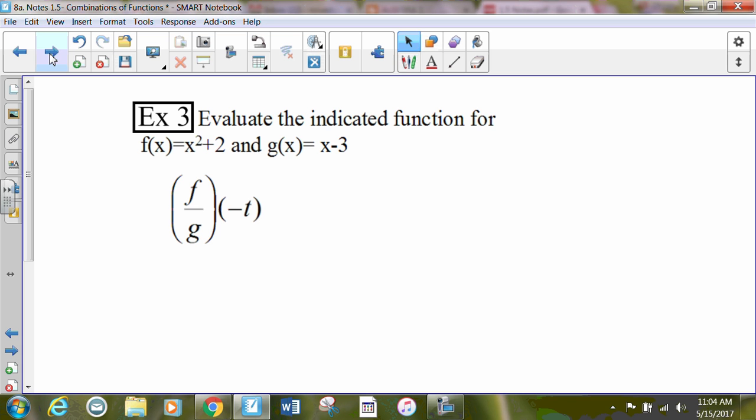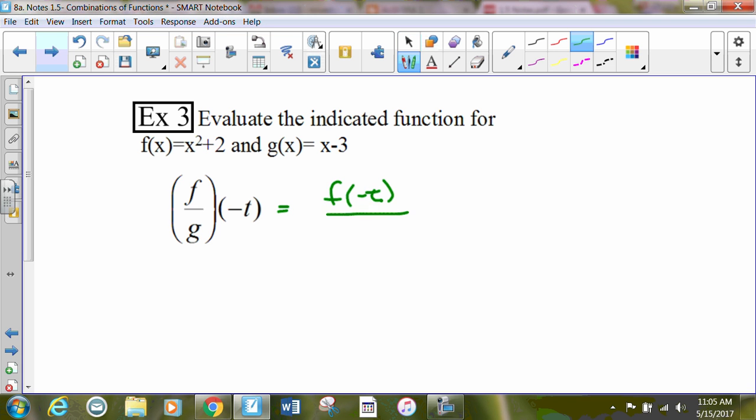I'm going to right away rewrite that. That is f of negative t over g of negative t. I hate when they use t. It looks too much like a plus, and that's why you see me squiggle that bottom part of the t so it doesn't look like a plus.